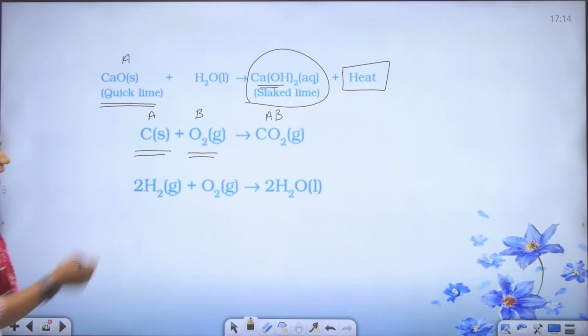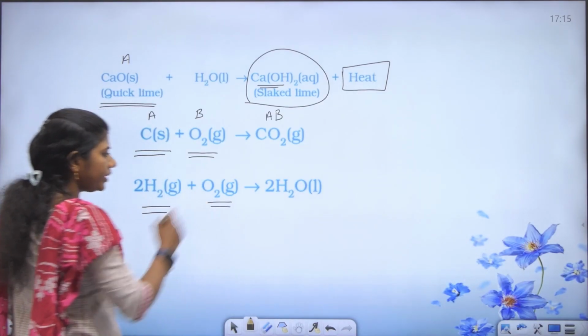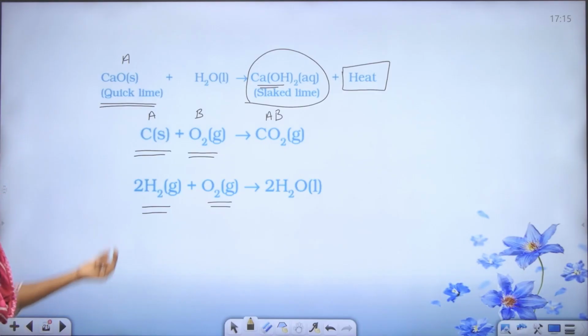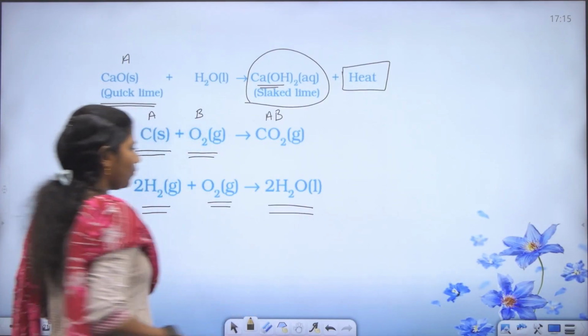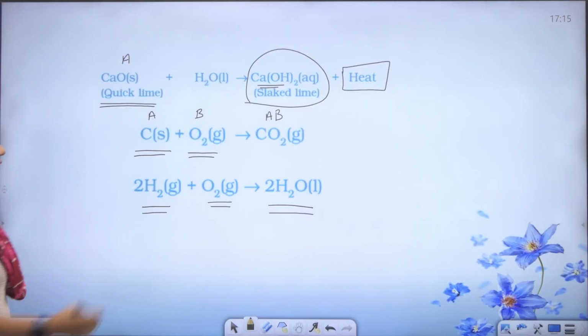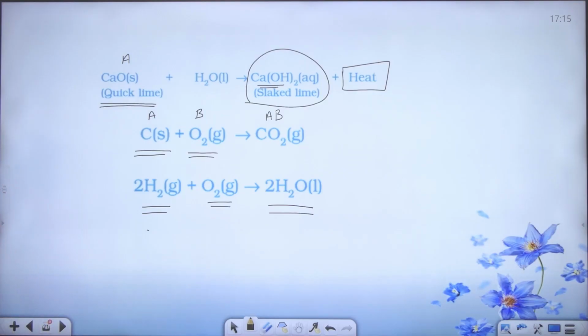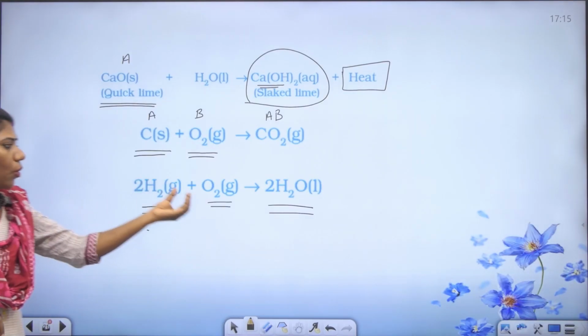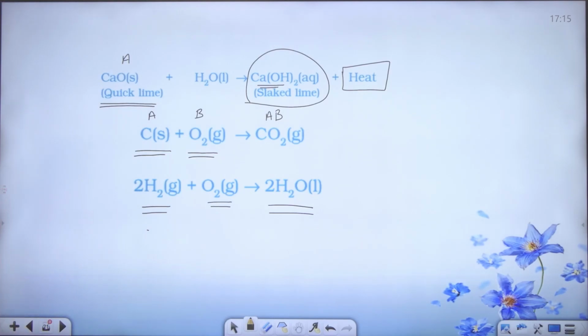Another example is hydrogen. A hydrogen molecule reacts with an oxygen molecule to form water. Hydrogen is a molecule, it reacts with another molecule, oxygen, to form a product, water. Water is a single product. So two or more elements combine to form a single product. That type of reaction is called a combination reaction.